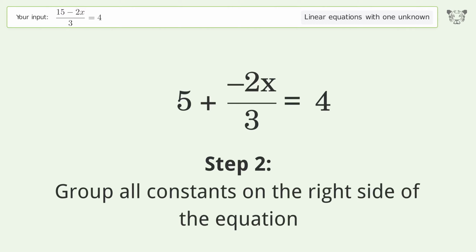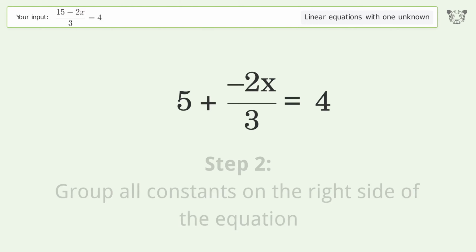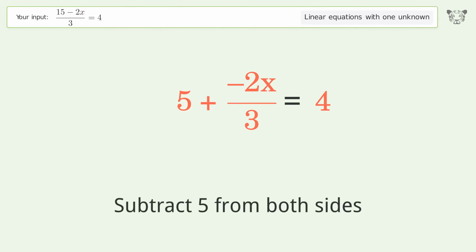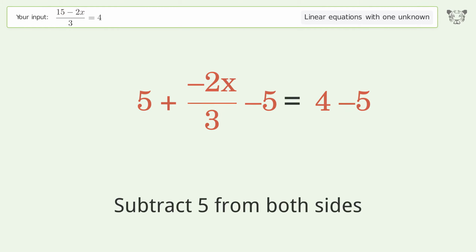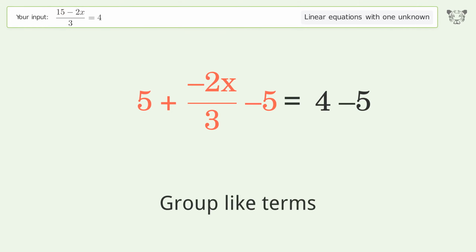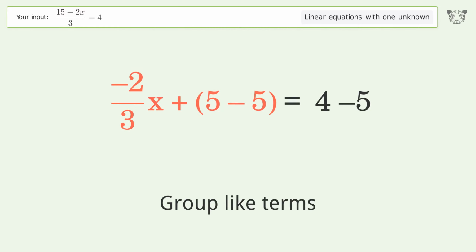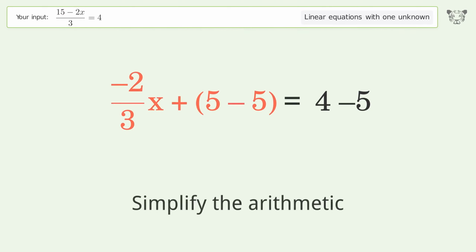Group all constants on the right side of the equation. Subtract 5 from both sides. Group like terms. Simplify the arithmetic.